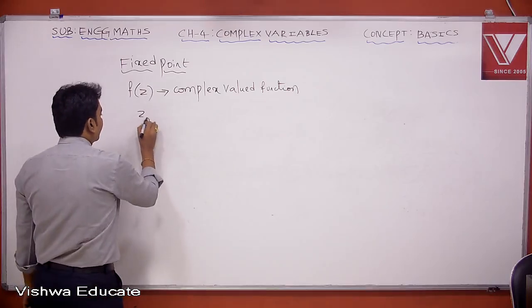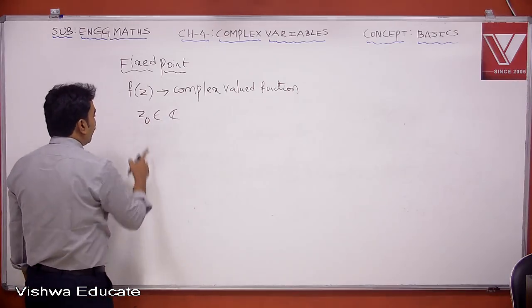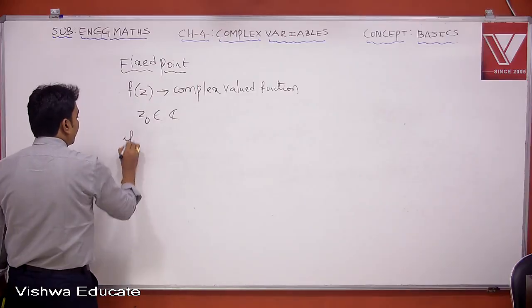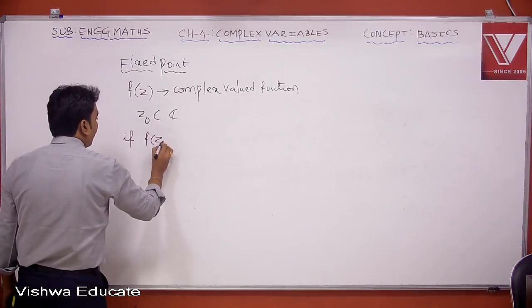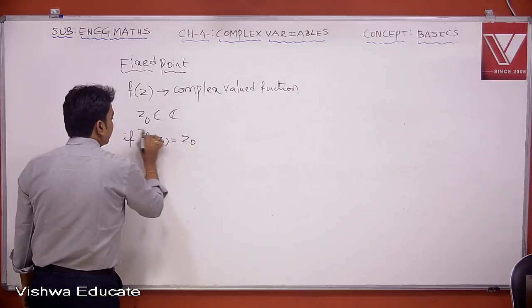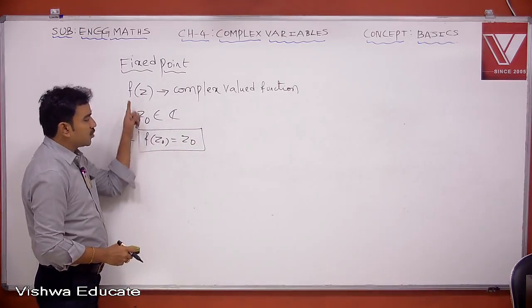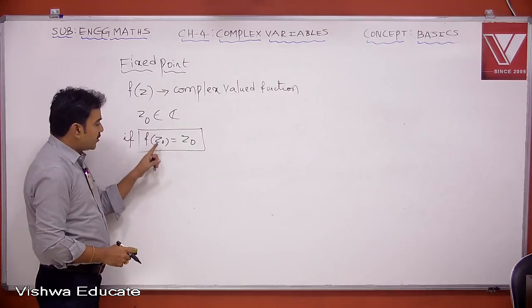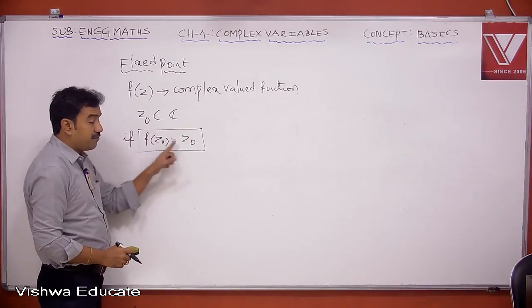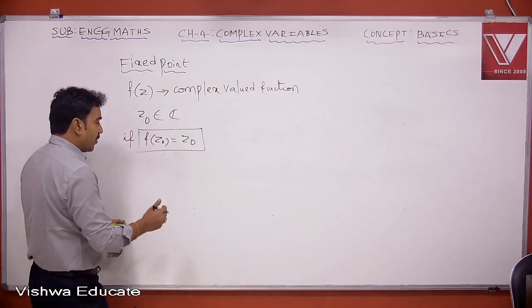Suppose z0 is some complex number. We say that z0 is a fixed point of this if f of z0 equals z0. If f of z0 equals z0, then z0 is called a fixed point of f of z. That means the image of z0 with respect to f is itself. Let me tell you one simple example.